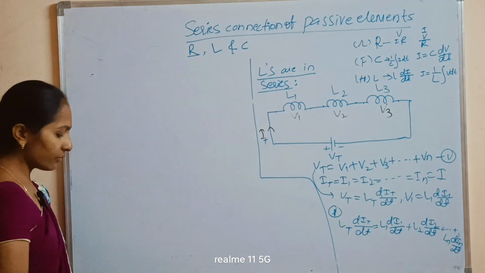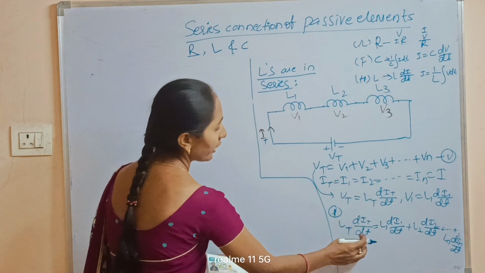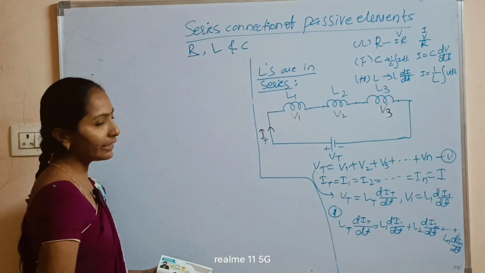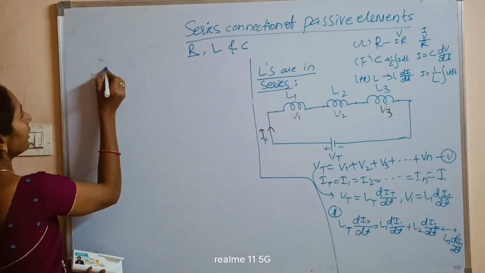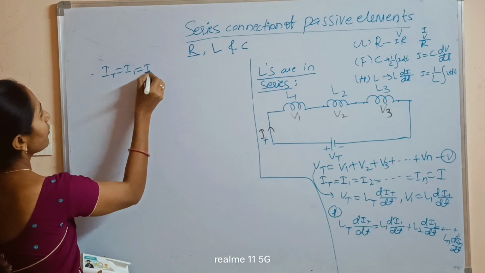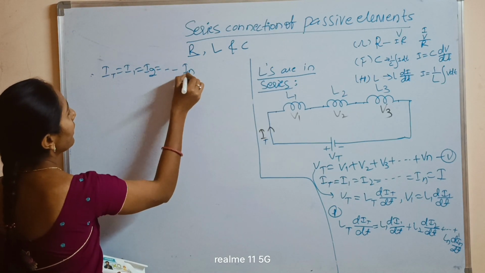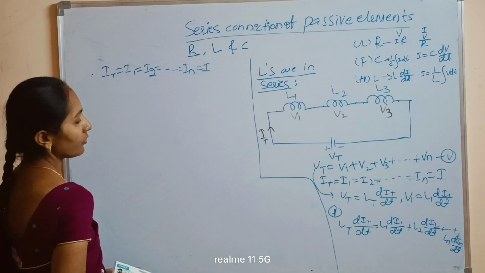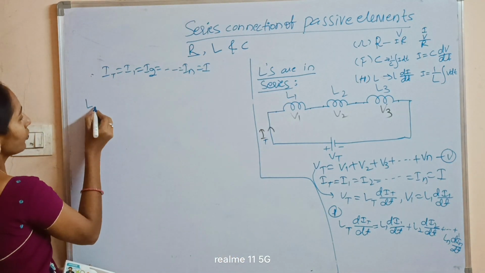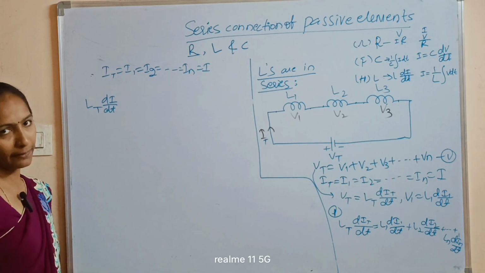Now coming to inductor. So in inductor, L total into di total by dt equal to L1 into di1 by dt. But the current must be same. So I total equals to I1 equals to I2 equals to so on, In is equals to I only. So just to substitute this current value here, then L total into di by dt on left hand side.